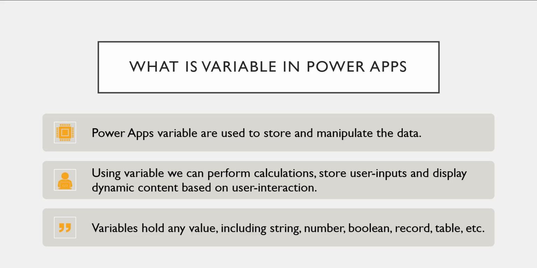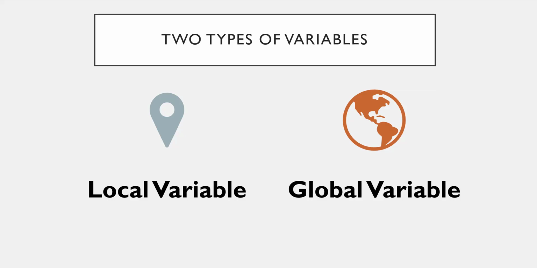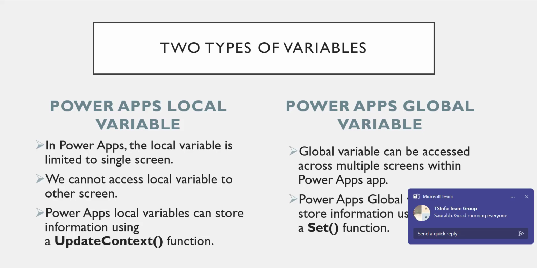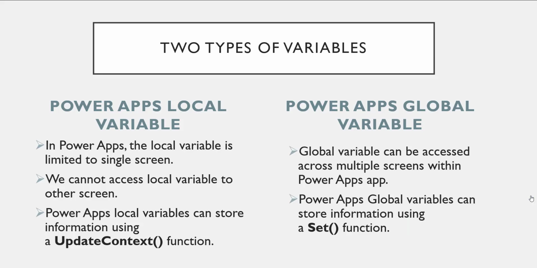In Power Apps, there are two types of variables. One is the local variable and the other is the global variable. A local variable is limited to a single screen, but a global variable we can access throughout multiple screens. A local variable can store information using the UpdateContext function. In a global variable, we can store information using the Set function. Now, let's get started and talk about both in detail with real-time examples.